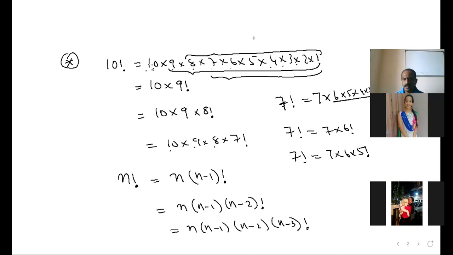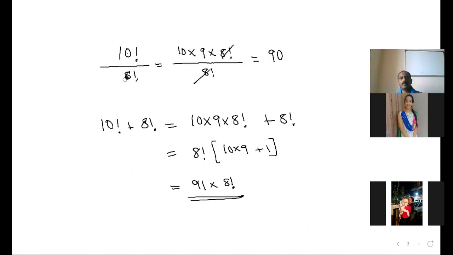Yes, sir. Now if I want to calculate 10 factorial upon 8 factorial, the bigger number you reduce till you get the denominator, so that you can cancel it off.